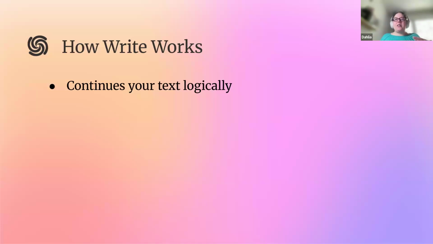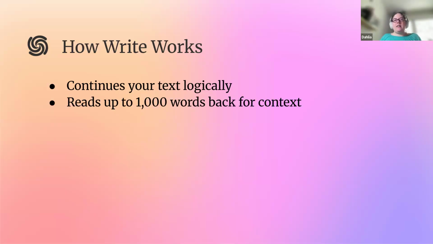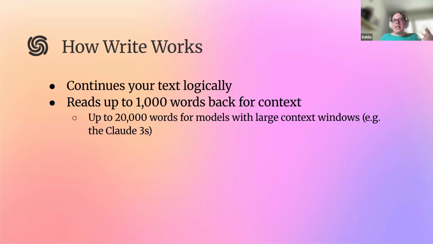Essentially, Write works by reading the text before the cursor and continuing it logically while considering your prompt, instructions, or your story Bible. Write has a readback window of 1,000 words in general, but some models with large context windows, like the Claude 3s, for example, which I used with the excellent prose mode, can read up to 20,000 words back.